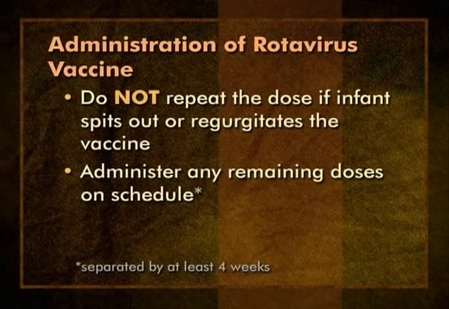ACIP recommends that you do not repeat the dose if the infant spits out or regurgitates the vaccine. You should administer any remaining doses on schedule. Doses of rotavirus vaccine should be separated by at least 4 weeks. Providers now have a choice of two different rotavirus vaccines in the United States. We hope that wide use of these safe and effective vaccines will help reduce the huge burden of rotavirus disease in the United States. Donna?